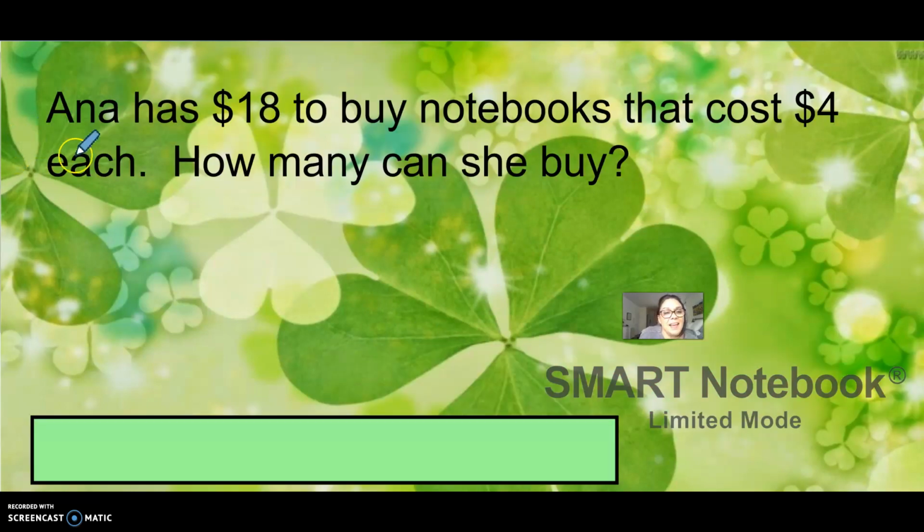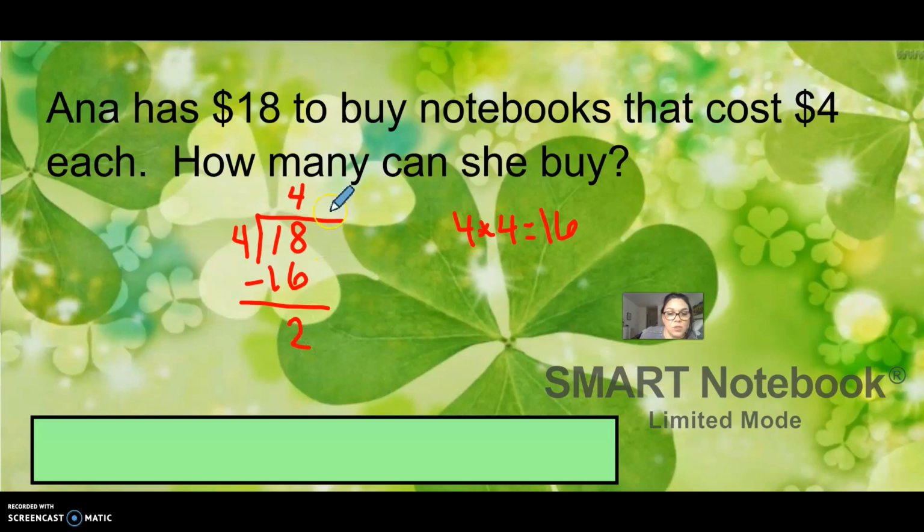Let's try another. Anna has $18 to buy notebooks that cost $4 each. How many can she buy? Okay, so we have $18 to spend, and each notebook costs $4. So how many $4 can I get out of the $18 that I have to spend? How many times can 4 go into 18? Thinking about my math facts, I think 4 times 4 equals 16. That's the closest I can get to 18 without going over. So 4 can go into 18 4 times. 4 times 4 is 16. I need to subtract. I have a remainder of 2. 4 remainder of 2.